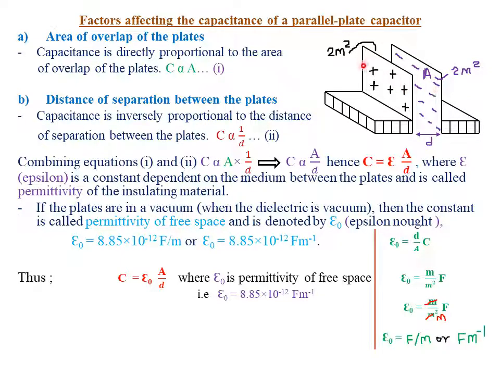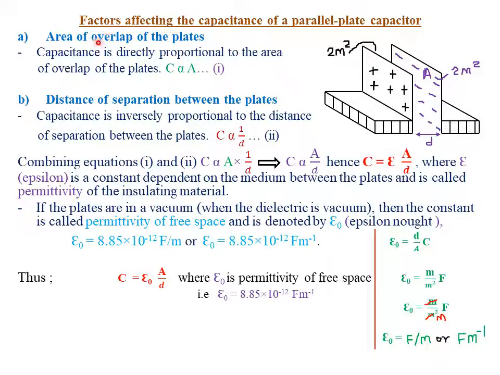For example, if the positively charged plate of the capacitor has an area of 2 square meters, and the negatively charged plate also has an area of 2 square meters, then the area of overlap of the plates will just be the area of one of the plates. In this case, the area of overlap between these two plates is actually 2 square meters. Don't take the area of overlap as 2 plus 2, which would be 4 square meters. No. The area of overlap is just equal to the area of one of the plates, not the area of both plates. So in this case, the area of overlap is strictly 2 square meters.